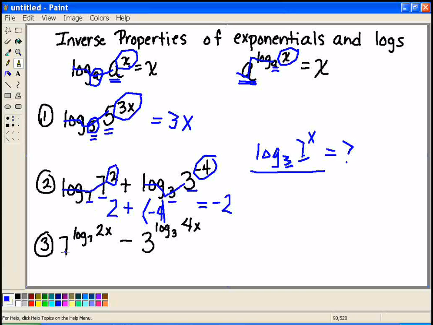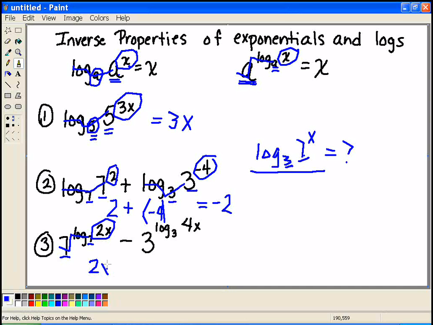So my final example. I've got 7 raised to the log base 7 of 2x. Again, using my inverse property, as long as the base of my exponential is the same as the base of my log, they're both 7s, these cancel each other out and I'm just left with what I'm taking the log of, in this case the 2x.